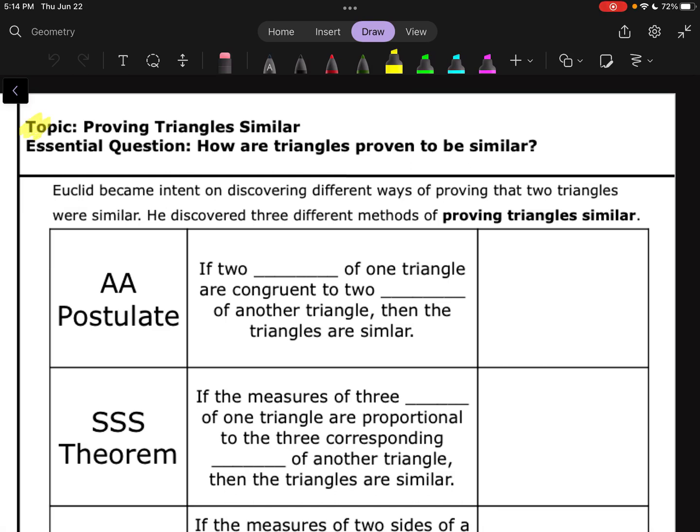Okay, so the topic for this video is going to be about proving that triangles are similar. So our central question here, the thing we're going to be trying to answer by the end of this video is, how are triangles proven to be similar?